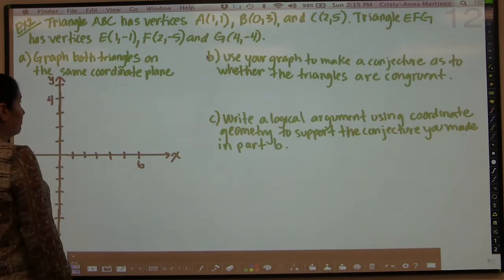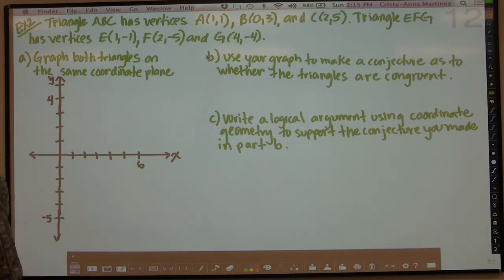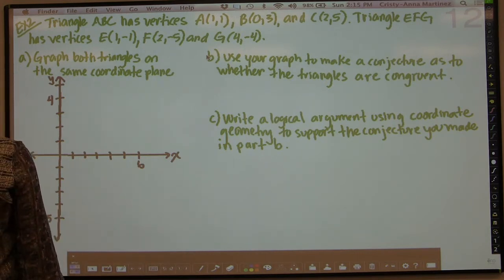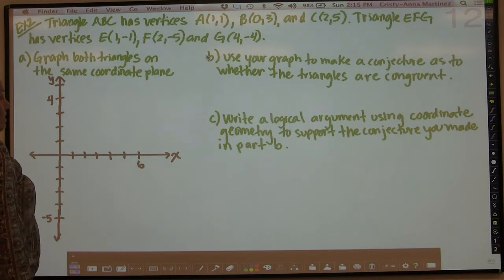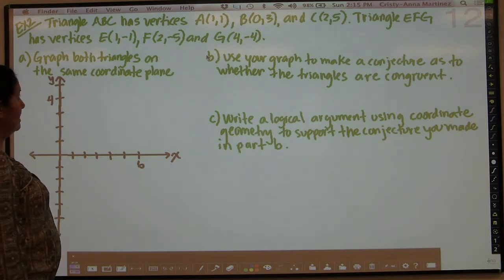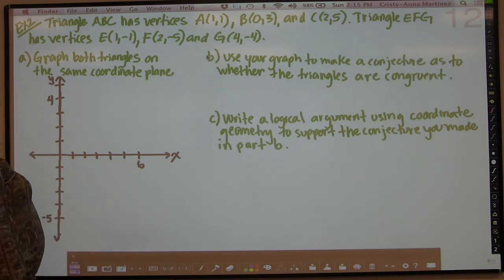So in example 2, we have a little bit more work to do here, but they want us to use coordinate geometry in this case, which requires a distance formula as well. So let's just go through what it says. This triangle ABC has vertices (1, 1), (0, 3), and (2, 5). Triangle EFG has vertices (1, -1), (2, -5), and (4, -4).